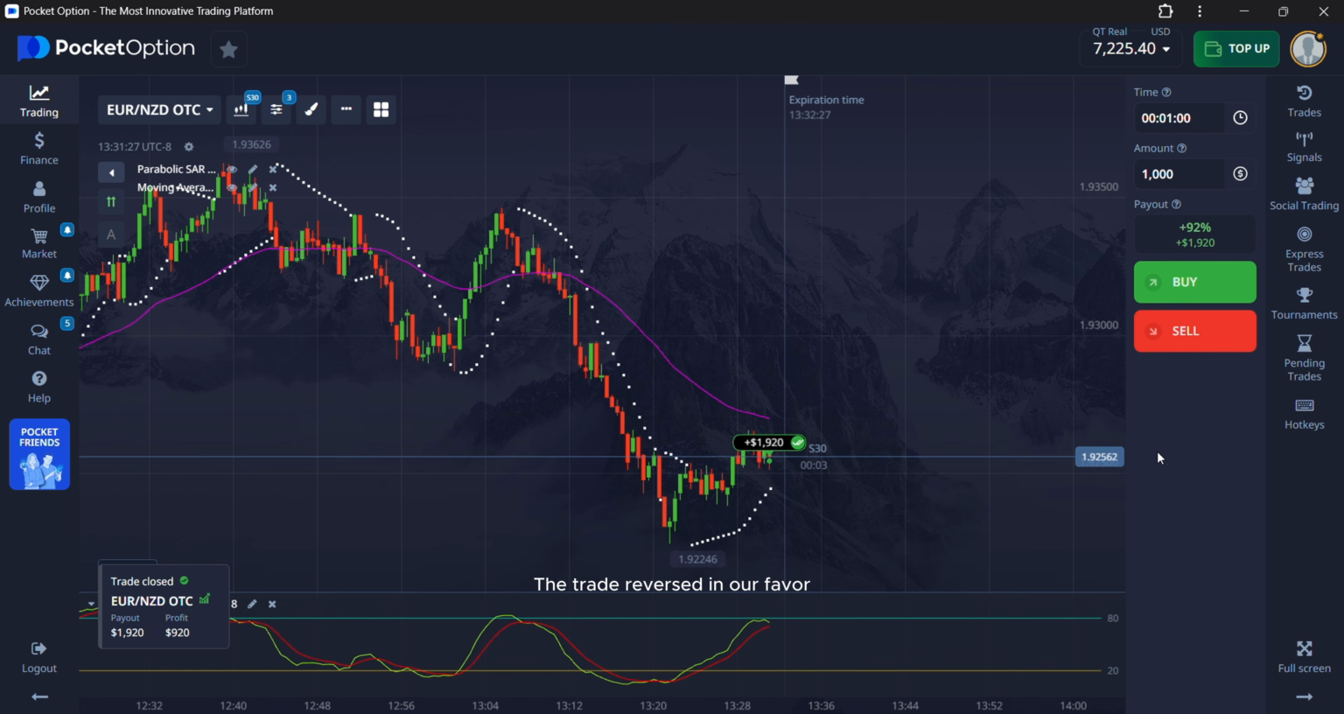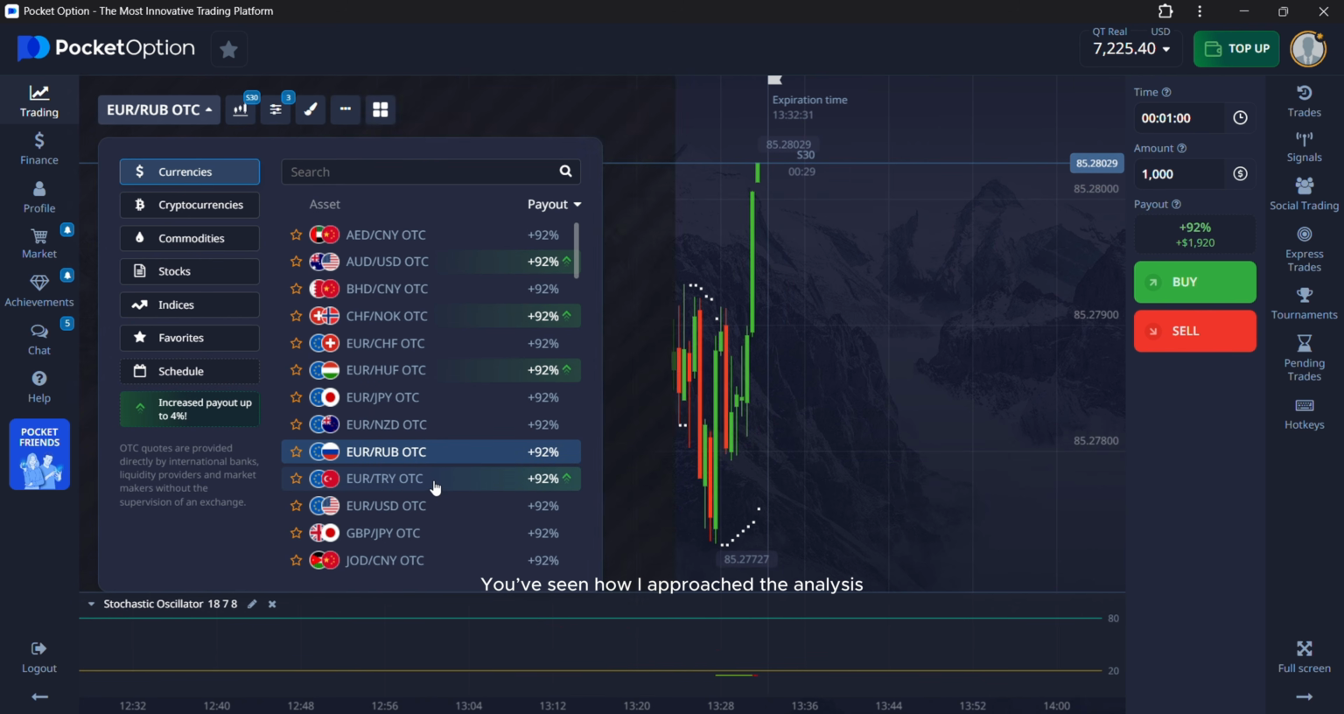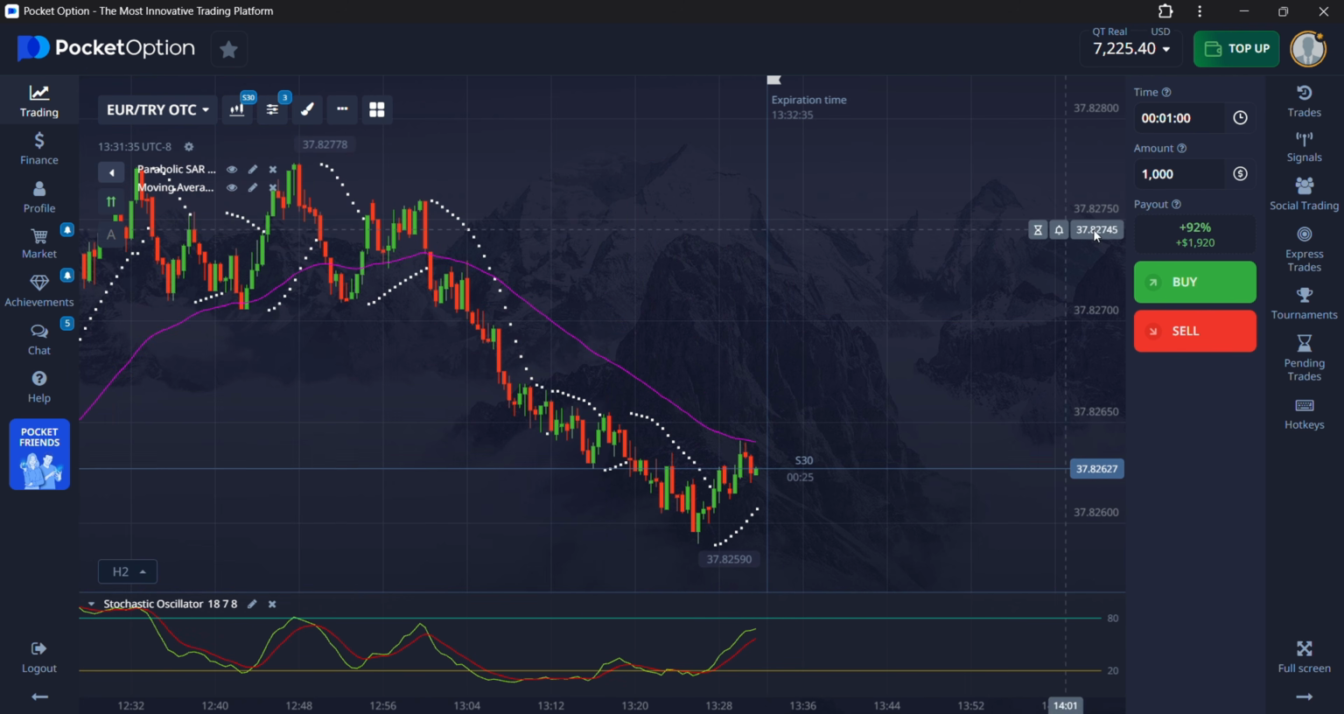The trade reversed in our favor at the very last second. You've seen how I approached the analysis and what I would have done if it ended in a loss.